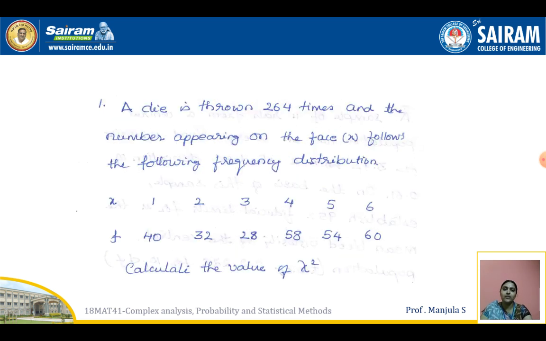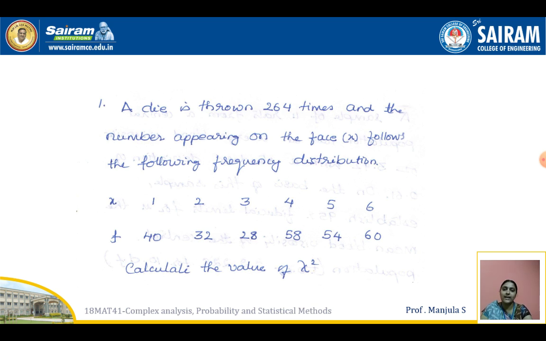Now based on that we'll do a few problems. We'll see the first problem. A die is thrown 264 times and the number appearing on the face, x, follows the following frequency distribution. X equals 1, 2, 3, 4, 5, 6 and the corresponding frequencies given are 40, 32, 28 and so on up to 60. Here they asked us to find only the value of chi-square.